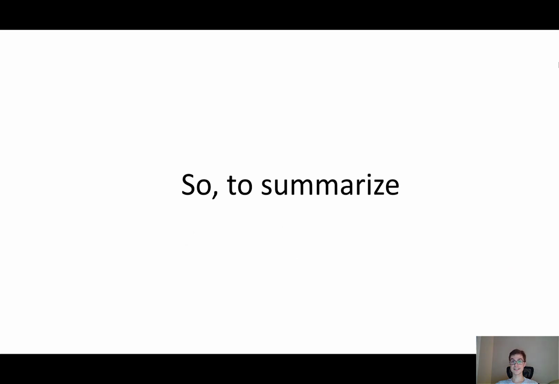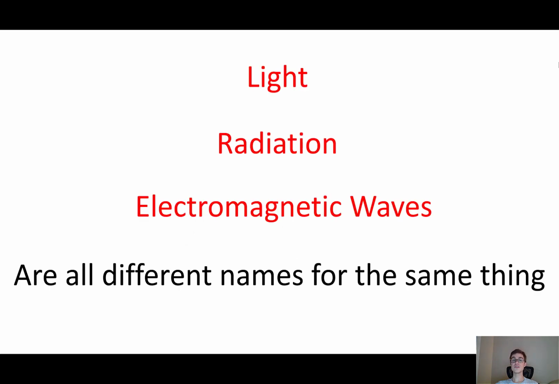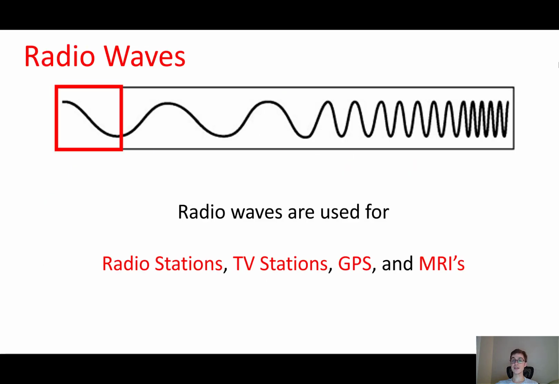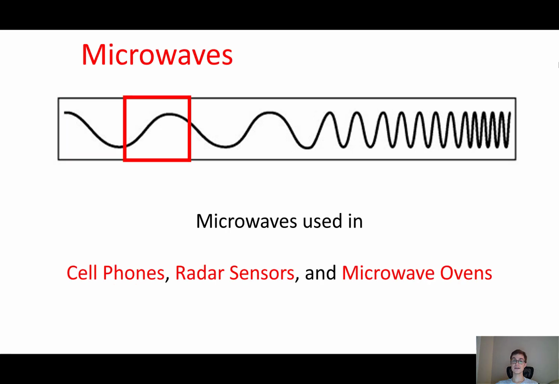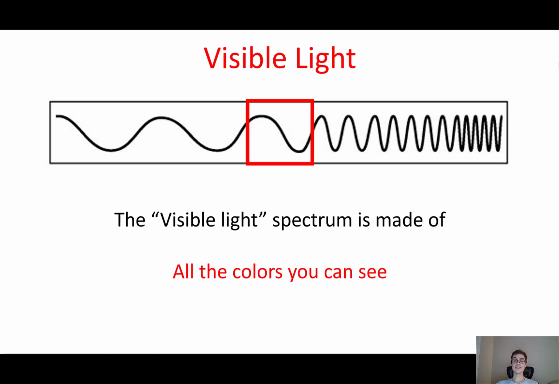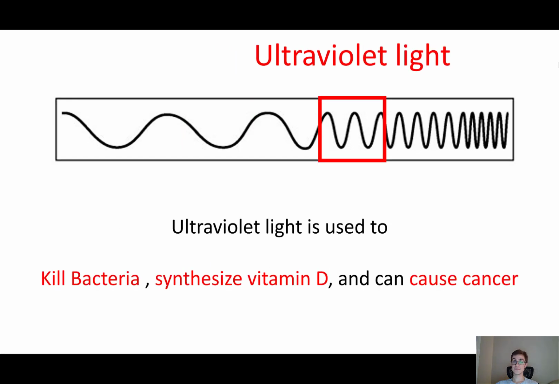Finally, to summarize, light, radiation, and electromagnetic waves are all different names for the same thing. Every part of the electromagnetic spectrum has its own uses. Radio waves are used for radio stations, TV stations, GPS, and MRIs. Microwaves are used in cell phones, radar sensors, and microwave ovens. Infrared light is used in night vision, heat sensors, and heaters. Visible light is everything you can see. All the colors are visible. They all belong in this box.